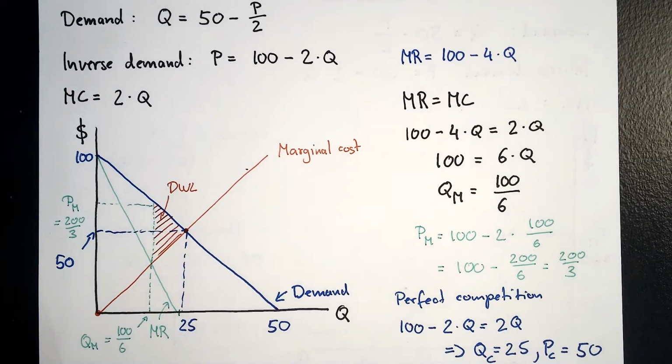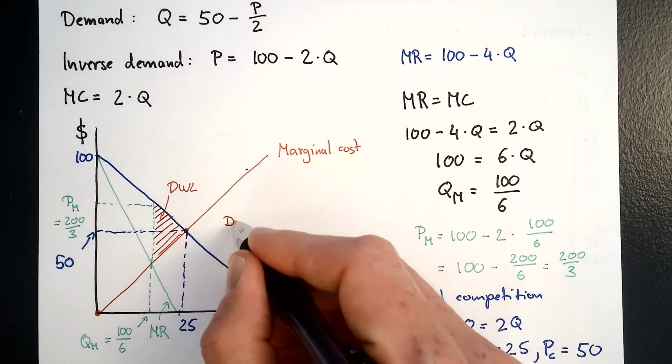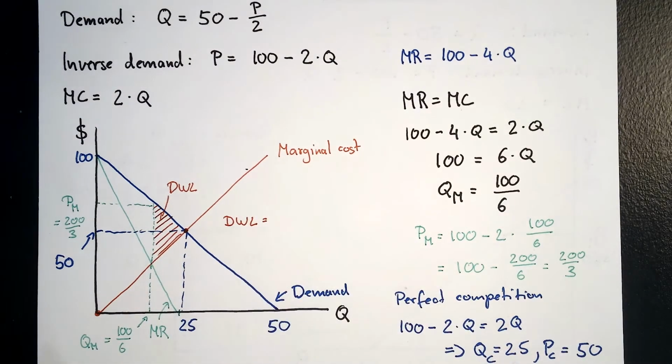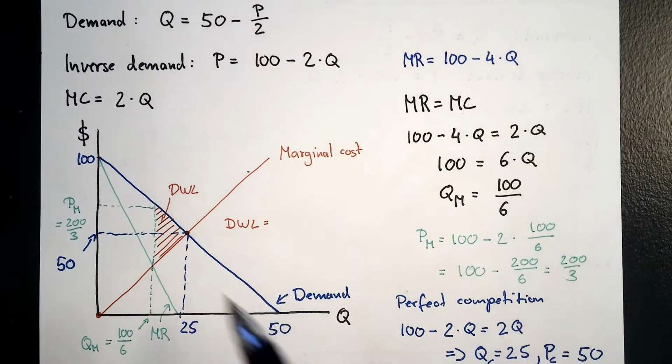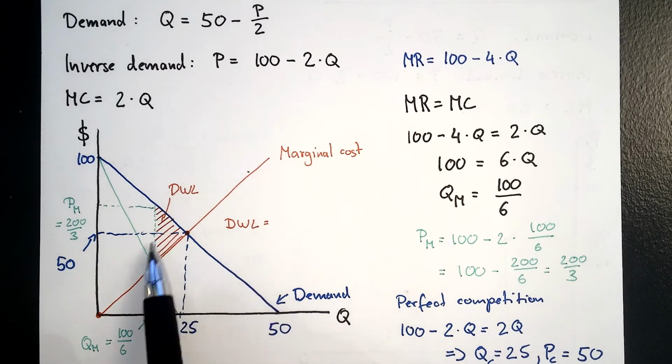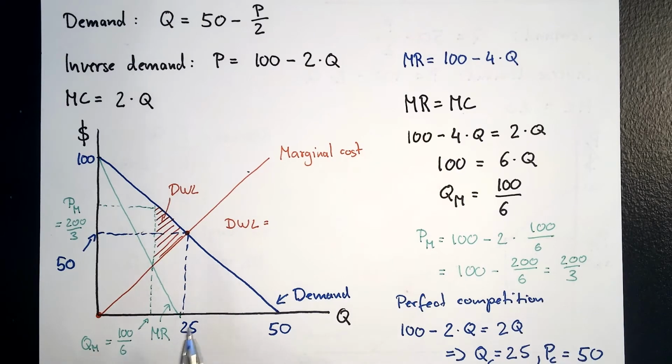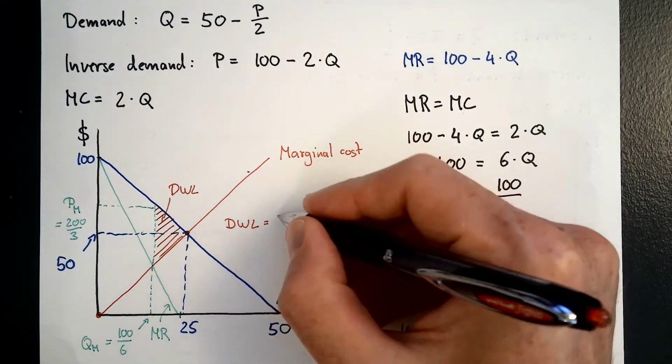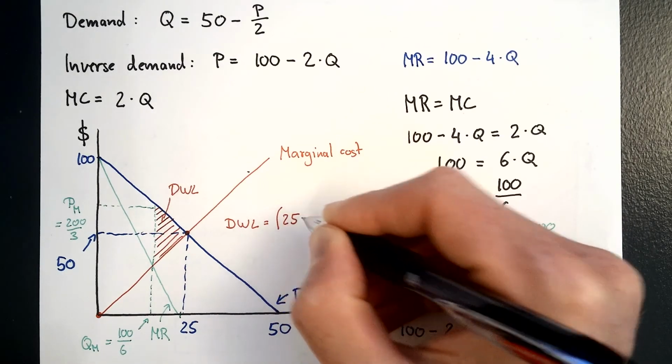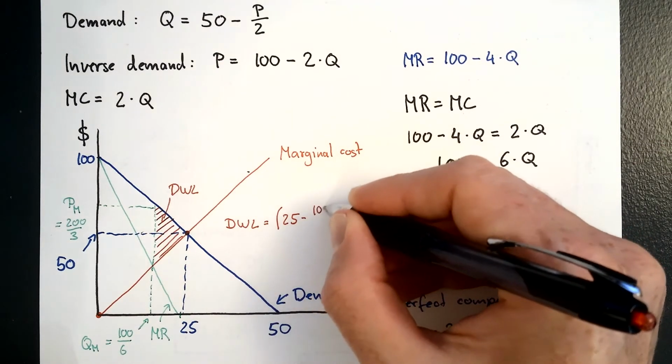Now we have to calculate the deadweight loss similar as before, in the sense that we have to calculate the area of this triangle, which is the base times height. But note that now the calculations are a little bit more involved. So let us first look at the base. The base is the distance between the perfectly competitive output and the monopoly output. So here the base would be 25 minus 100 over 6.